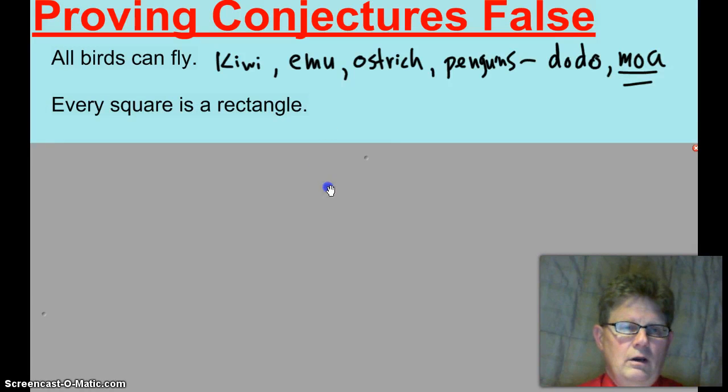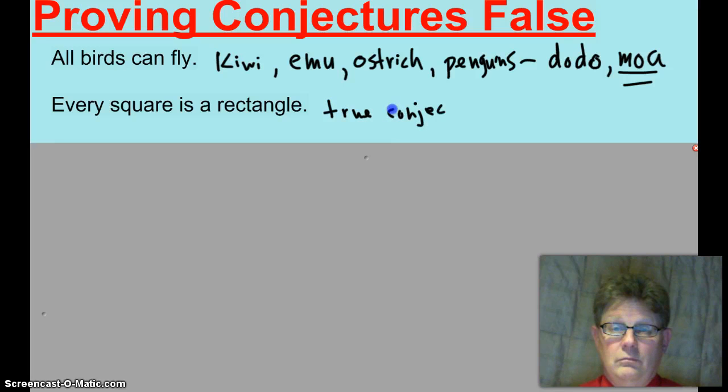Every square is a rectangle. Okay? That is actually a true conjecture. You're not going to prove that one false, because every square has 4 right angles. That's the definition of a rectangle. It's got 4 right angles.